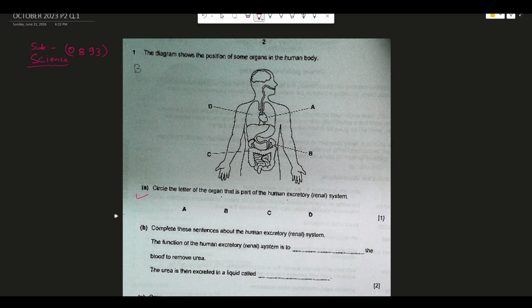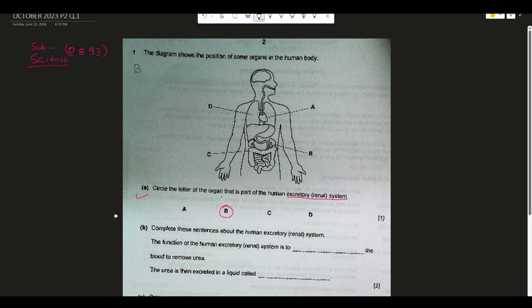Now the excretory system is also known as the renal system in humans. A is a heart, which is not an organ belonging to the excretory system. In the diagram, B is lungs, which is again not a part of the excretory system. C is the large intestine, which is again not a part of the excretory system. And D is a kidney, and kidneys are definitely part of the excretory system. So I will select my answer as D, and I'll circle that.